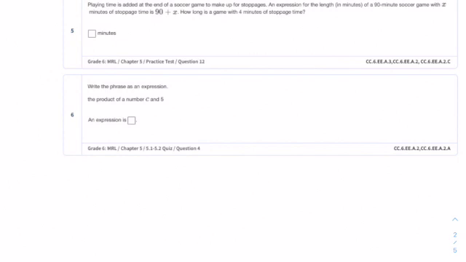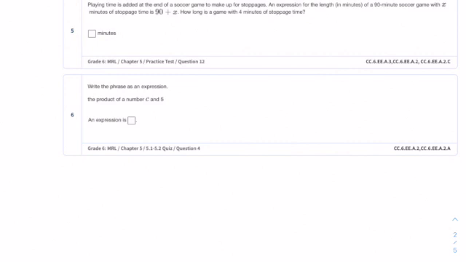So it says playing time is added at the end of a soccer game to make up for stoppages. An expression for the length in minutes of a 90-minute soccer game with X minutes of stoppage time is 90 plus X. How long is a game with 4 minutes of stoppage time?